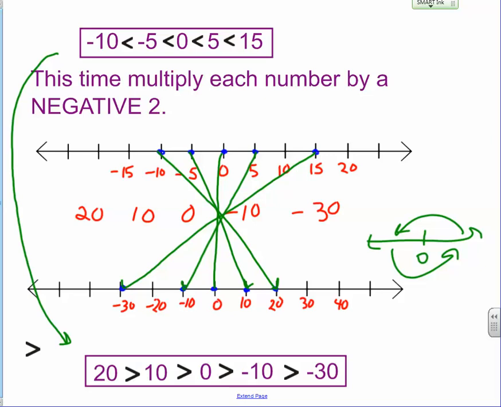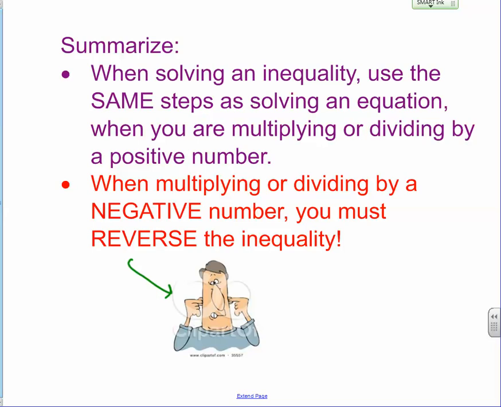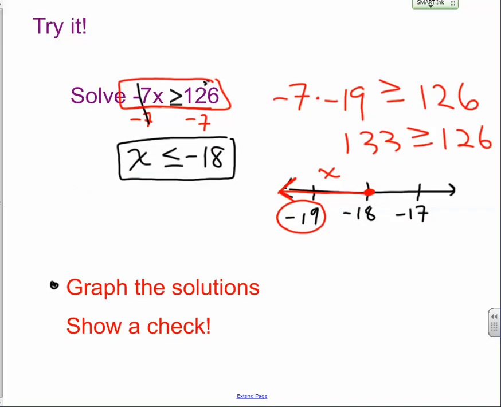So now when I take those answers, 20 is greater than 10, which is greater than 0, which is greater than negative 10, which is greater than negative 30. So that's why I have to reverse my inequality sign, because the numbers switch sides on 0 when a negative goes to positive or a positive becomes negative. So whenever you multiply or divide by a negative number, you have to remember to reverse that inequality sign. Sounds confusing, but it really isn't if you imagine that it's switching to the other side of 0 on a number line. So then you tried some.